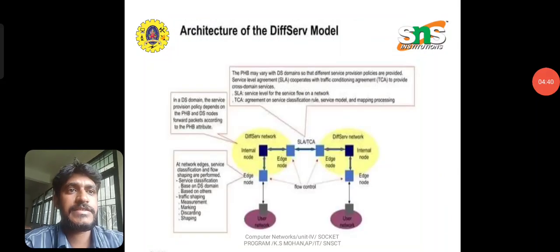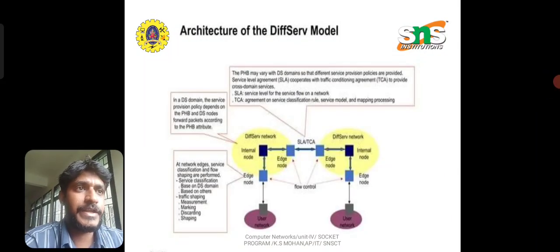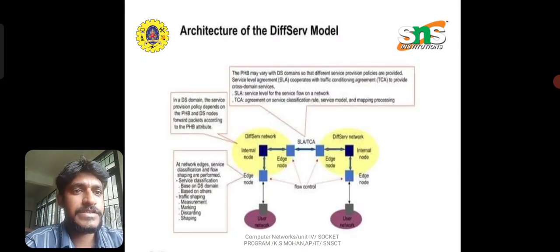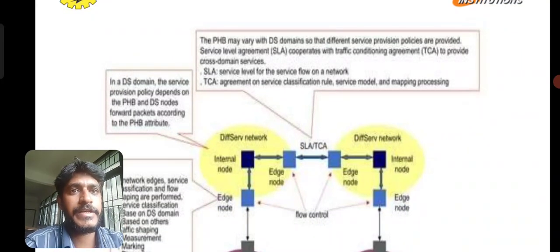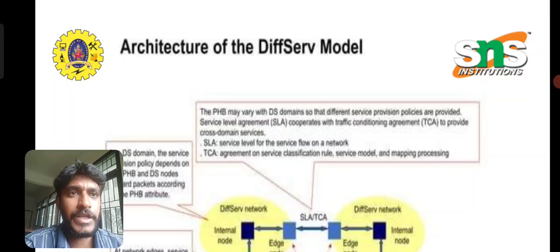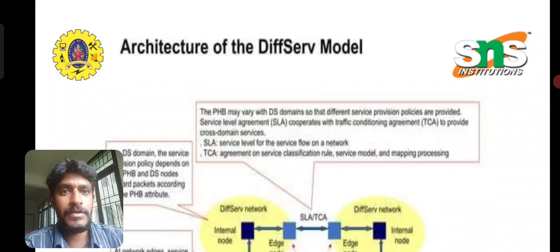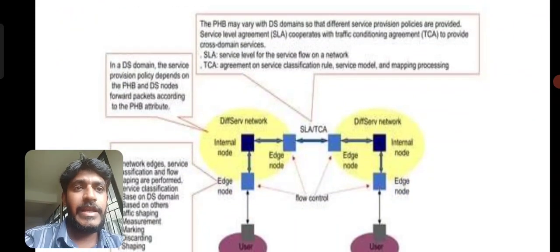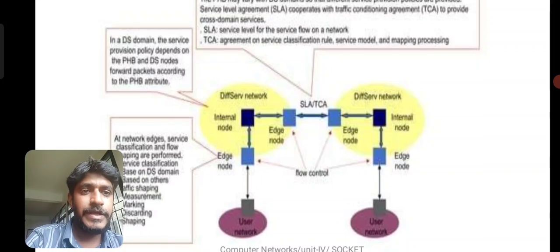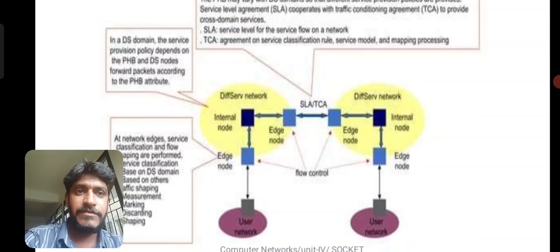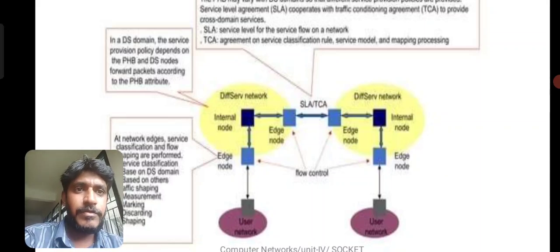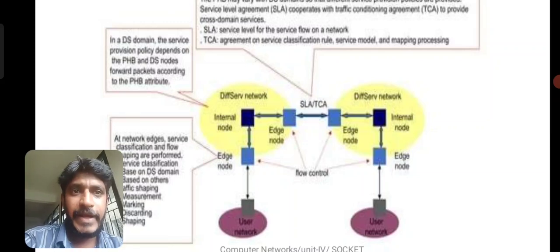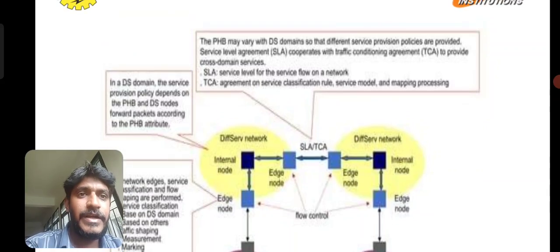Then, following the classes and service, the architecture of differentiated services. In the architecture we have different internal nodes, and the internal nodes are connected together. In this model, we can see how the user network is connected to the different server networks. The user network is a single one, and the server network is connected to various parts, and the flow control is managed in the different server networks.